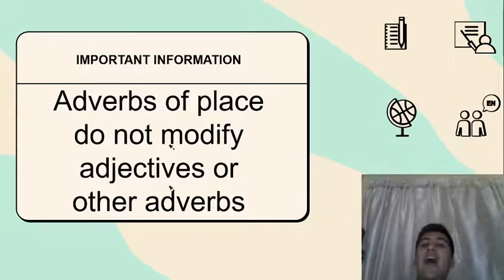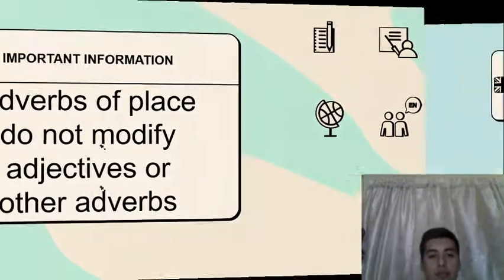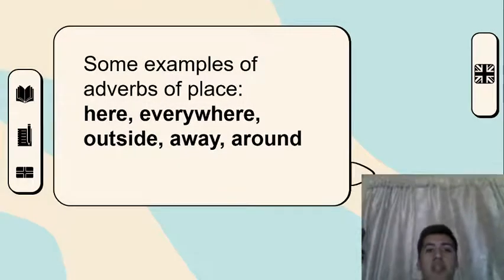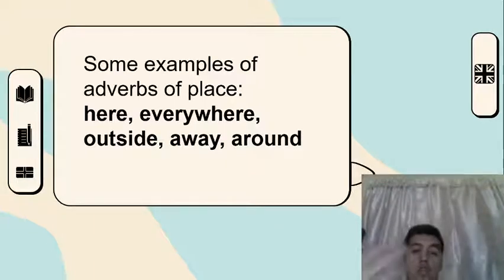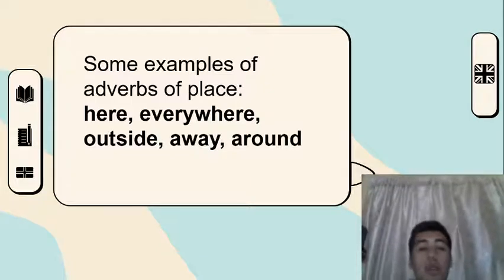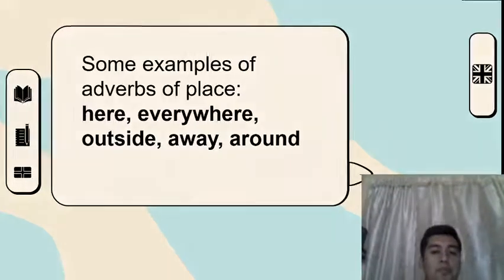Important information: adverbs of place do not modify adjectives or other adverbs. Some examples of adverbs of place: here, everywhere, outside, away, around. If you see, we use them all the time, but sometimes we do not realize it.